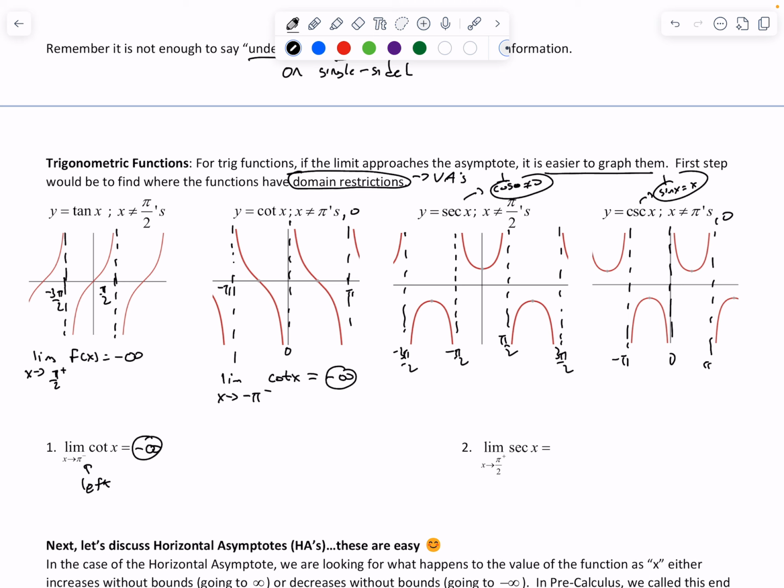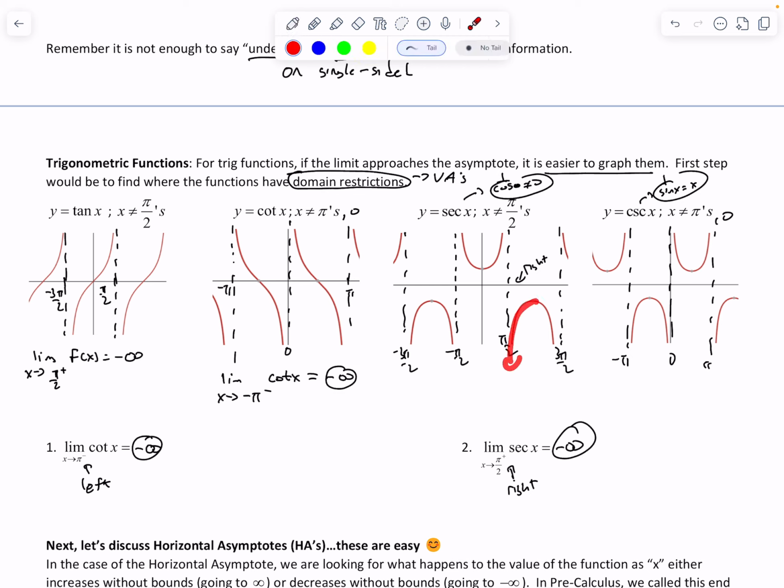Secant, pi over 2. For this next example, now we want to go from the right of pi over 2 for secant of x. So for secant, here's pi over 2. On the right side, let me write that out a little better for you. This is our right side. And notice it goes down the asymptote, so it's going to go negative infinity again.